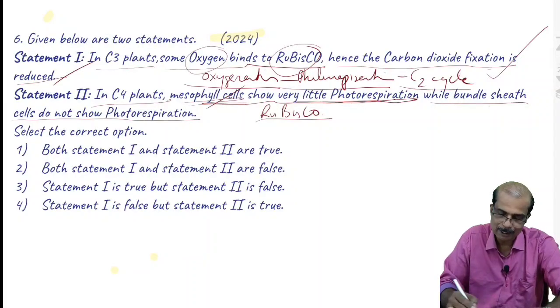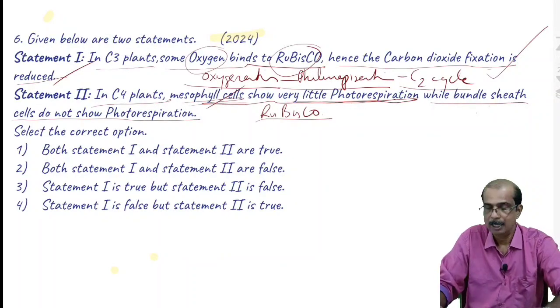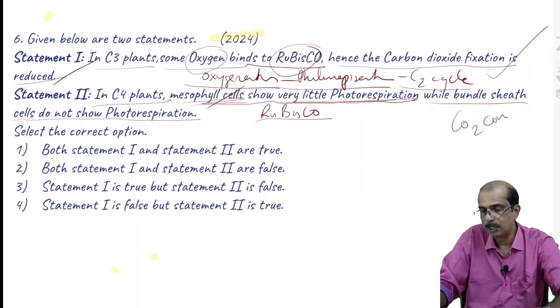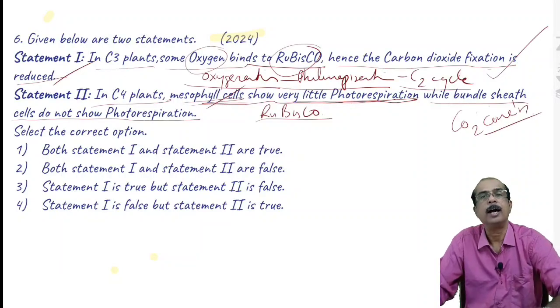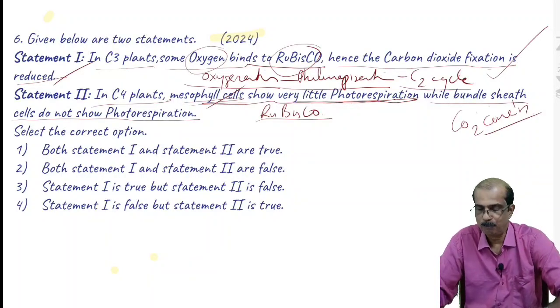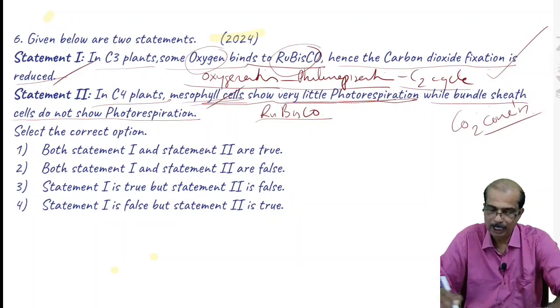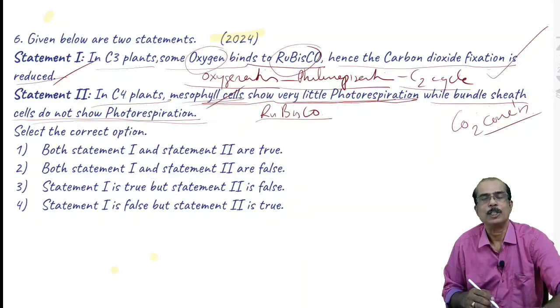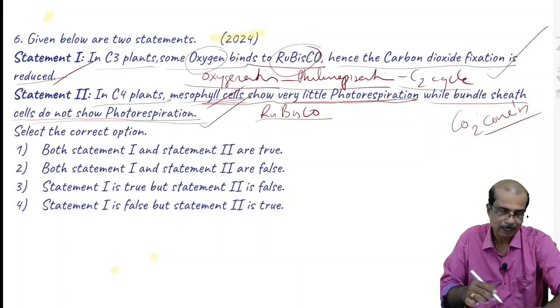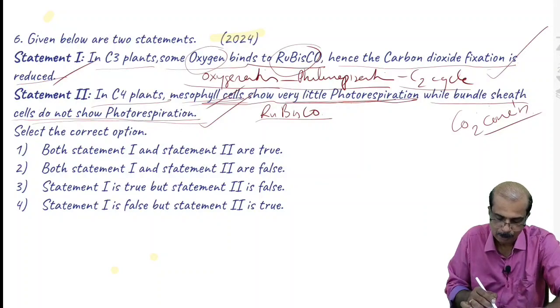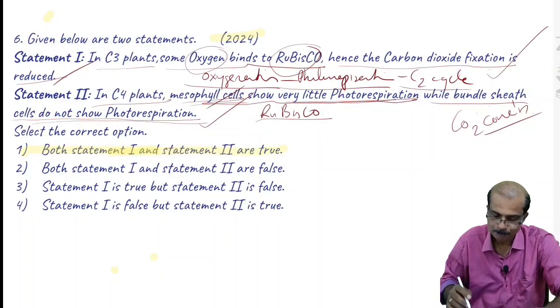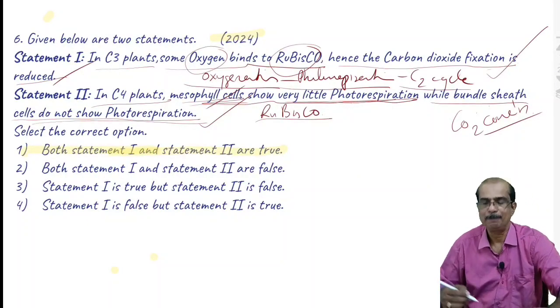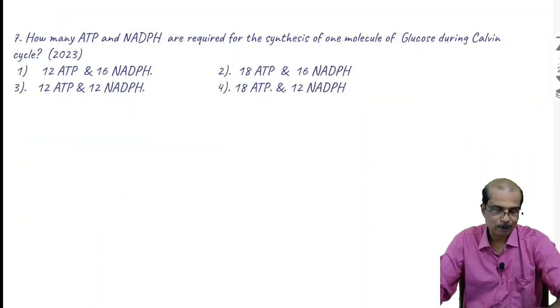In bundle sheath cells, rubisco is there, but carbon dioxide concentration is very high. So, no scope for oxygenation, only carboxylation takes place and they do not show photorespiration. The statement is also correct. So, our answer is both statement 1 and 2 are true. Understand? Going to next question.